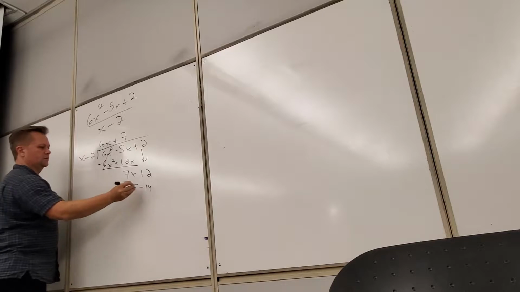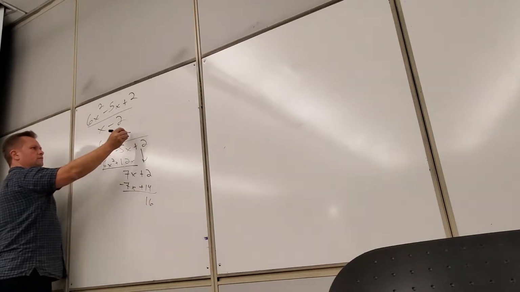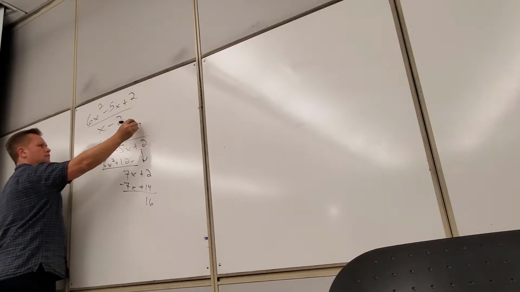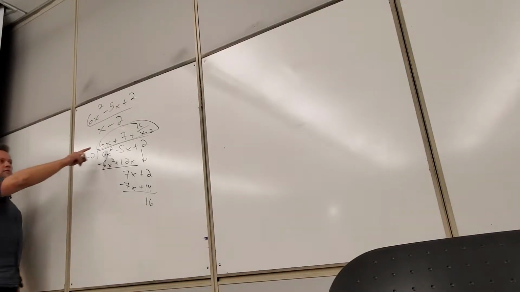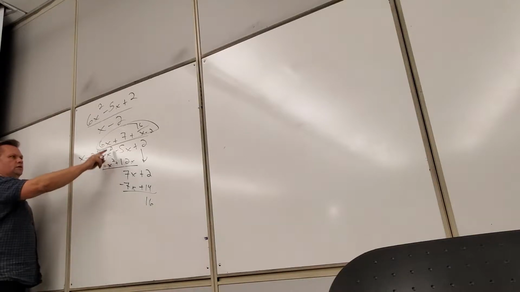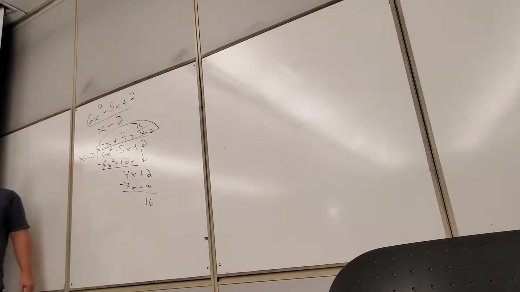Then I change the signs. 16. Last 16. Yes. Six x times x is 6x squared. 6x times negative 2 is negative 12x. Okay. Then I change the signs. Yep.